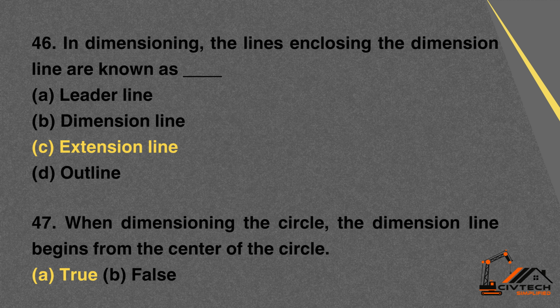46. In dimensioning, the lines enclosing the dimension line are known as. A. Leader line. B. Dimension line. C. Extension line. D. Outline. Correct option, C. Extension line.